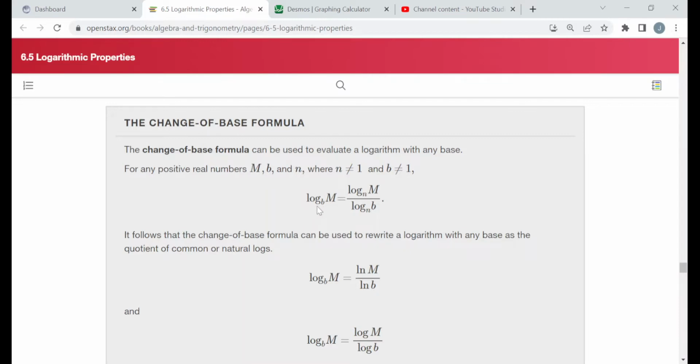So if you're taking a logarithm base b of some number m, you can change this base b to any base you wish and write an equivalent expression with a log of that new base. So if you want the log base b of m, you can change base b to base n, take the log base n of m, but then you have to divide by the log base n of the original base to maintain equality.